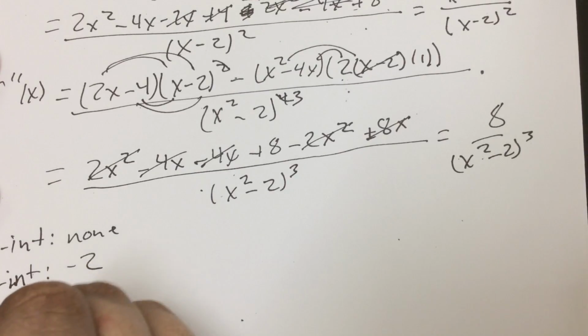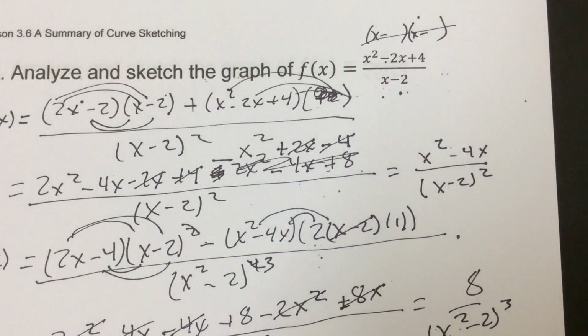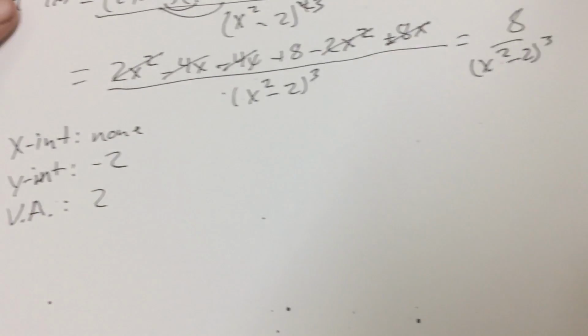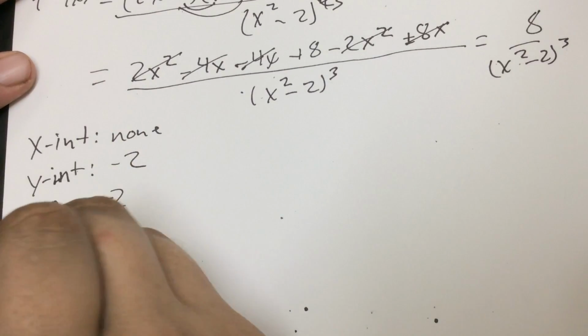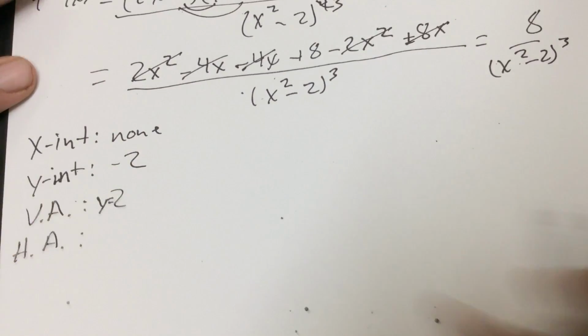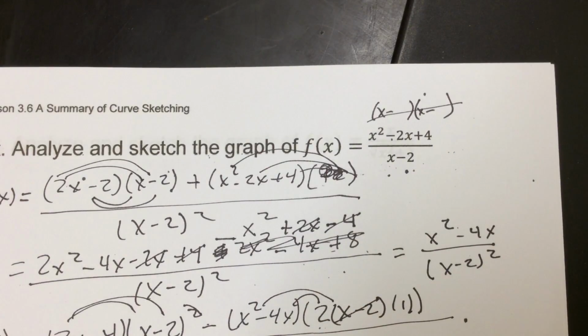Vertical asymptote. Well, what would make this bottom be 0? Well, 2 would. So technically x equals 2. Horizontal asymptote. Well, top is bigger, so no horizontal.